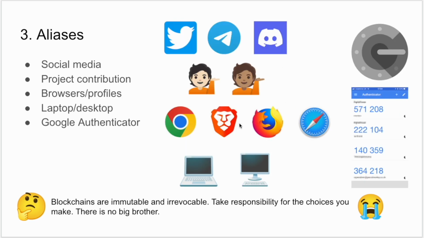Moving on. The next thing we're going to talk about is aliases. Aliases is basically you. In the real world, you have one email address and it's all connected to everything, right? But in crypto, I have found that having many aliases or many profiles can help you protect yourself a lot. The first concept is the idea of social media.